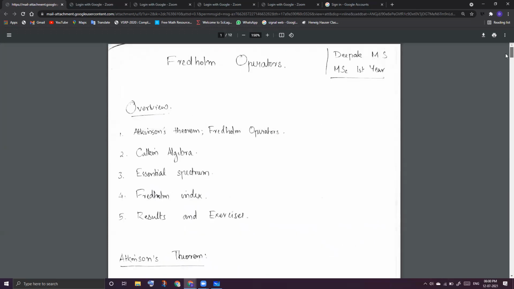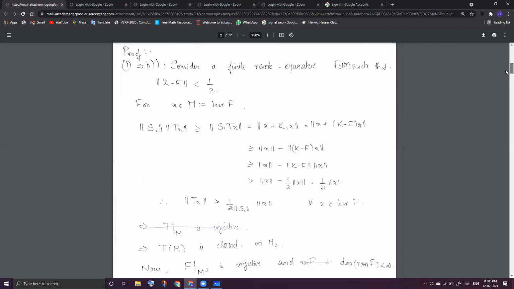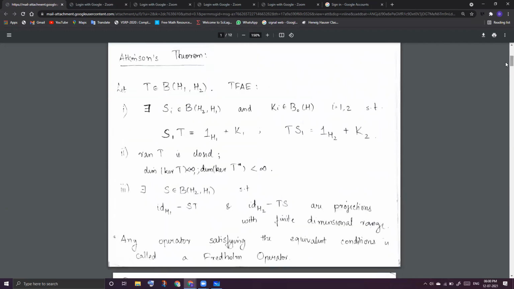So first of all, what is a Fredholm operator? To give an intuitive idea, it's an operator that is invertible up to a compact operator. There are three equivalent conditions, and this is called Atkinson's theorem.